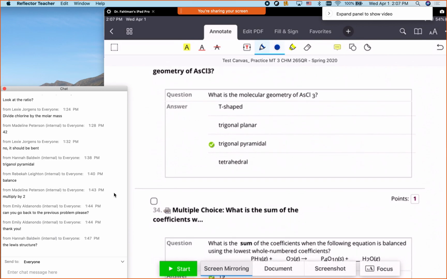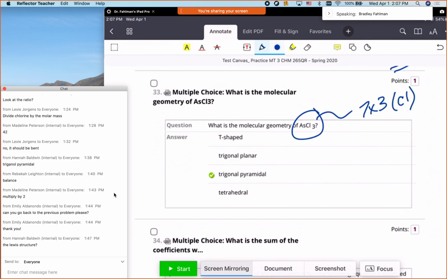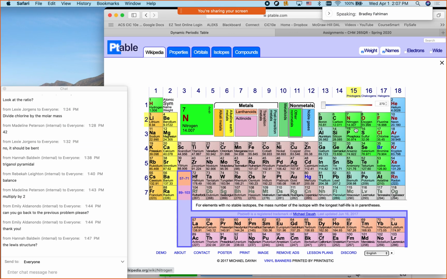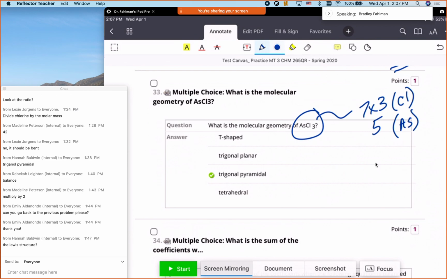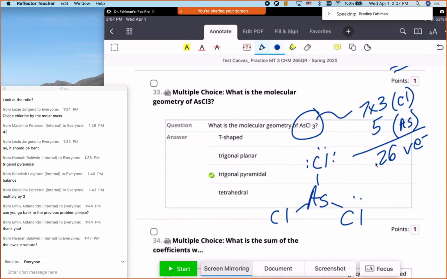All right, geometry of AsCl3. Okay, so add up the valence electrons. So we have 7 times 3 for the chlorines. And then arsenic is in group 15, right? So it'll have the same number of valence electrons as nitrogen does. So that's 5. That is 26 valence electrons. And so arsenic's in the middle, so we'll do that.